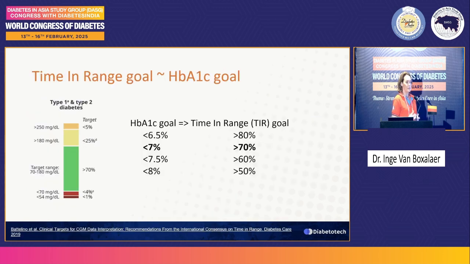Time in range goals, if you look at the HEP report, you can see it's recommended to have a time in range of between 70 and 180 for more than 70%. But as you know, different people have different HbA1c or time in range goals.